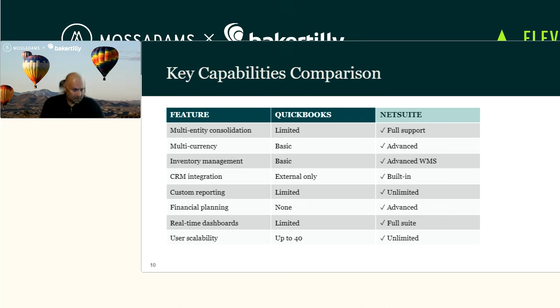CRM integration. QuickBooks doesn't offer that. You would have to bolt on a third-party tool such as a HubSpot or a Salesforce, something like that. Whereas NetSuite has built-in CRM, right? And so this is something that comes out of the box. There's no additional cost to use the CRM within any instance of NetSuite.